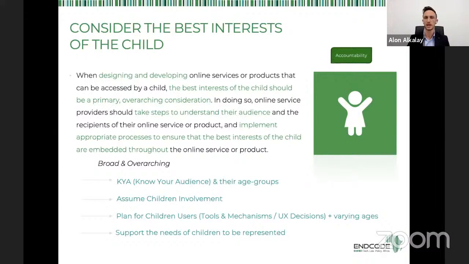As some of the methods of adhering to the guideline, we ask OSPs to consider knowing their audience and their age groups. As if you don't know this, then you can't begin to approach how to actually consider the best interests of the child and incorporate all the other recommendations that we've put forward.